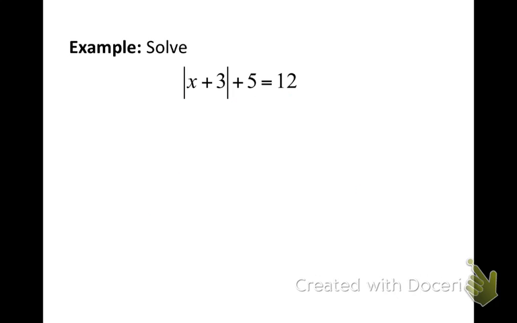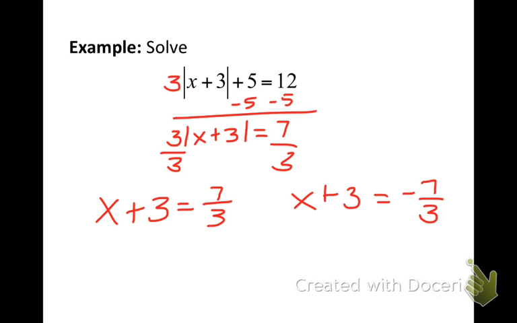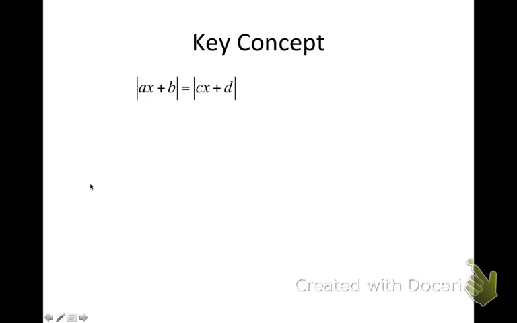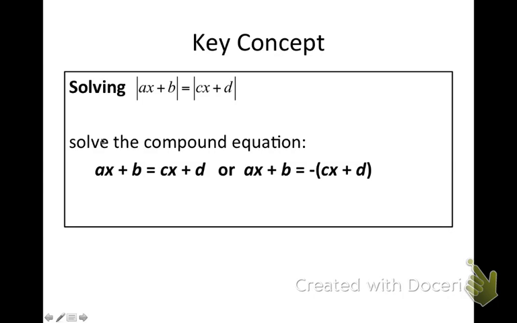Can you divide by 3 instead of subtracting the 5? You could, but you have to make sure you divide the 5 by 3 and the 12 by 3. So you'll still have 5/3 and get a funky fraction. Okay? Yeah, so you can do that. Okay, so another absolute value equation that you might possibly see is when an absolute value equals another absolute value.